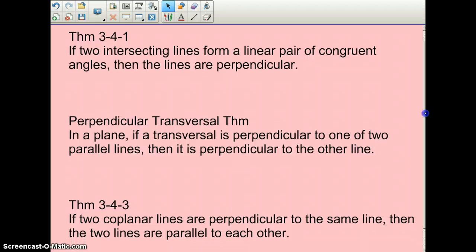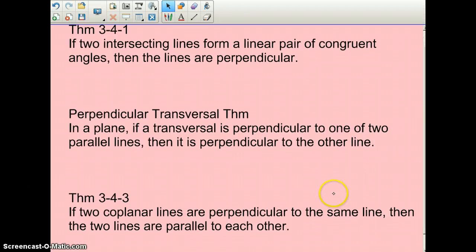So I think we have some theorems. I would encourage you to write these in your notes. I'll try and draw a little diagram to help us out here a little bit, as there's only one of them that actually has a name to it. So the first one here says, if two intersecting lines form a linear pair of congruent angles, then the lines are perpendicular. All right, so what does that mean? Well, let's draw a little diagram to help you out a little bit.